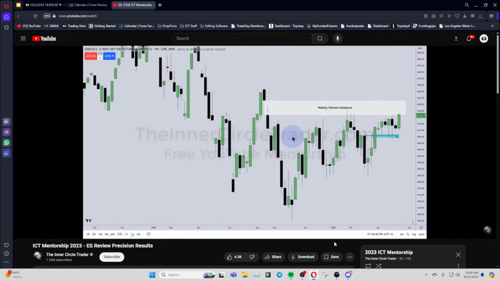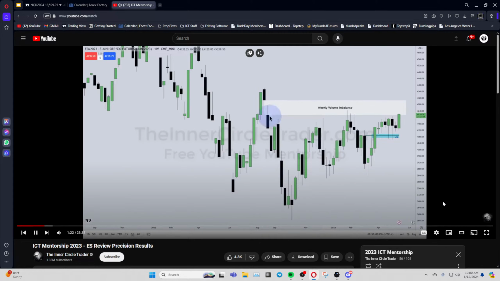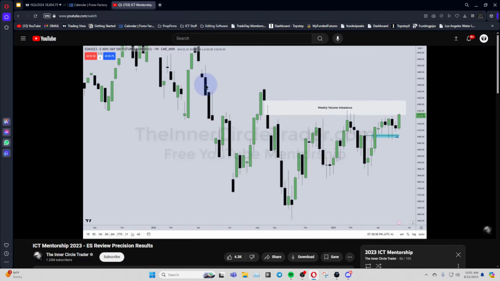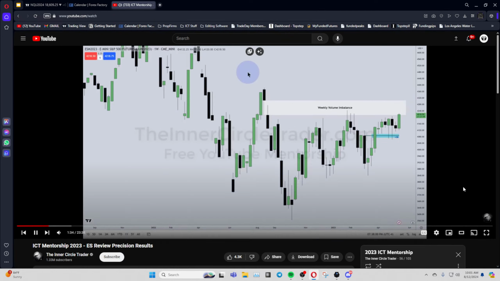For the folks that are asking and mentioning and talking amongst themselves on Twitter, why am I not using the continuous contract on TradingView? Well, the continuous contract is not going to show you the inefficiencies that the actual individual delivery contract months will. For instance, if we get above this high here, I like this SIBI and I also like this volume imbalance. So it depends on how much continuation we have in price action, but we take one step at a time.